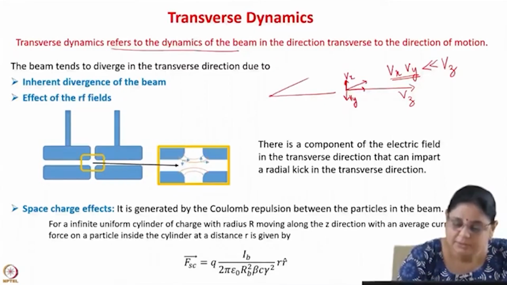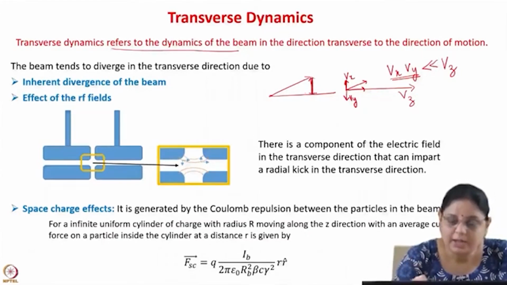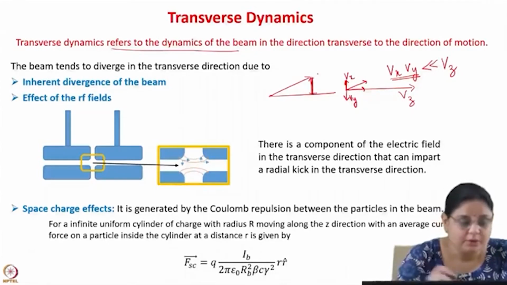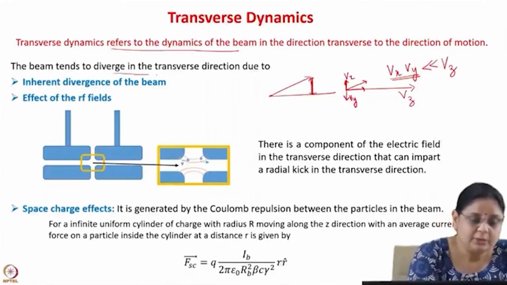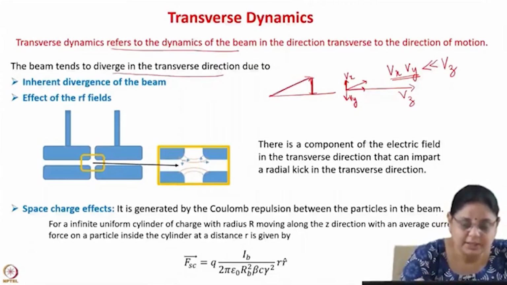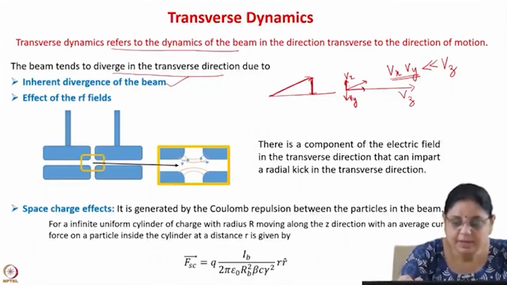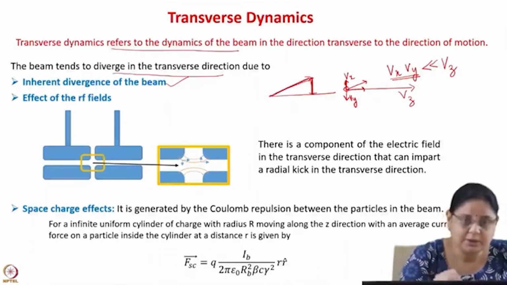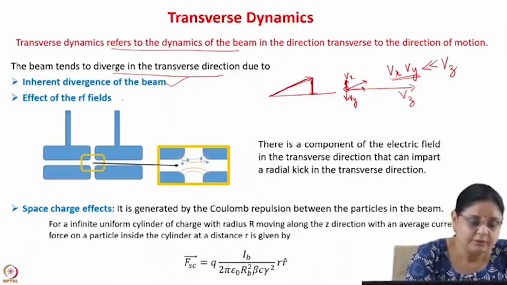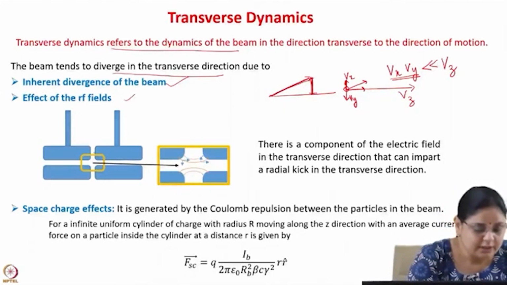So the beam tends to diverge, and over long distances, the beam size, the distance from the axis, could become very large and could lead to beam loss. So the beams tend to diverge in the transverse direction due to inherent divergence of the beam. So the beams have some inherent thermal energies because of which they will diverge. They also diverge due to effects of the RF field.